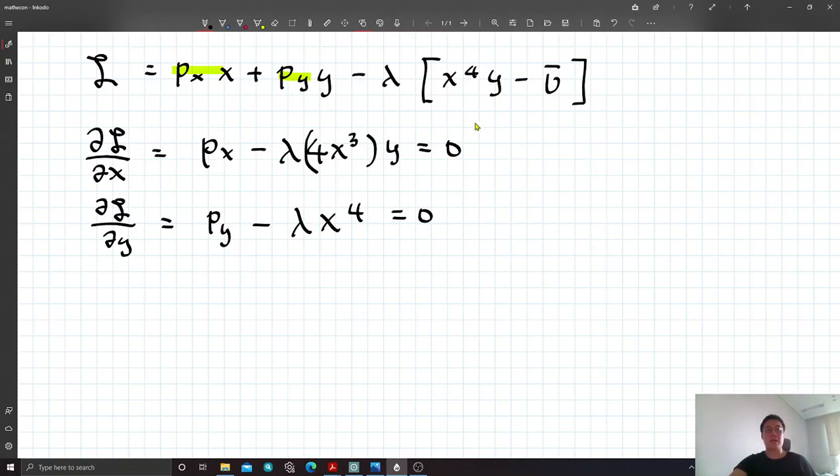All right, and then the second condition requires the bundle x and y should give us the target utility. Okay, so the constraint must be satisfied. And the third condition requires the complementary slackness.